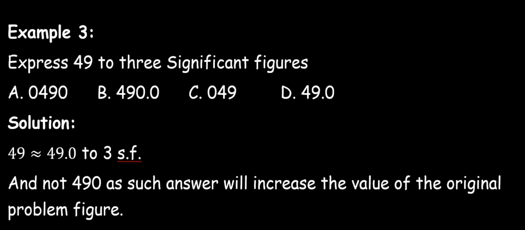Let me explain a little further. Though we are told to express 49 to 3 significant figures, 49 is just 2 numbers. So in order to have the third number that will show that we are in 3 significant figures, that is why we introduce the decimal and then put 0. 0 after the decimal does not mean anything. But if you just add the 0 there without a decimal point, what you are doing in the actual sense, you have increased the figure from 49 to 490.